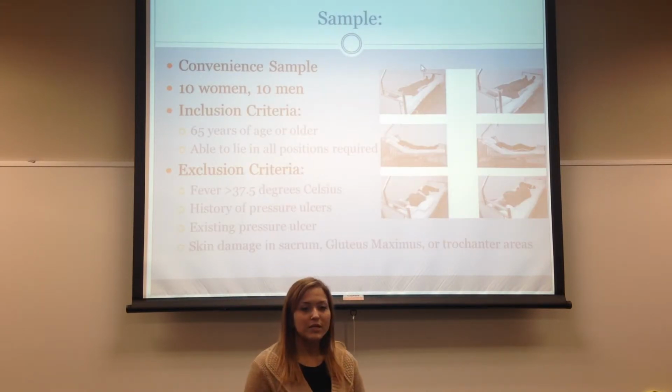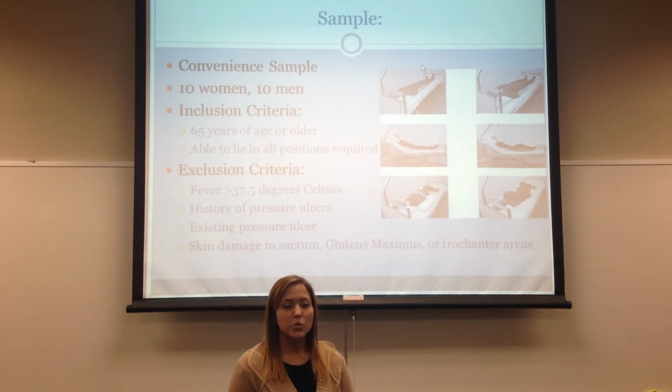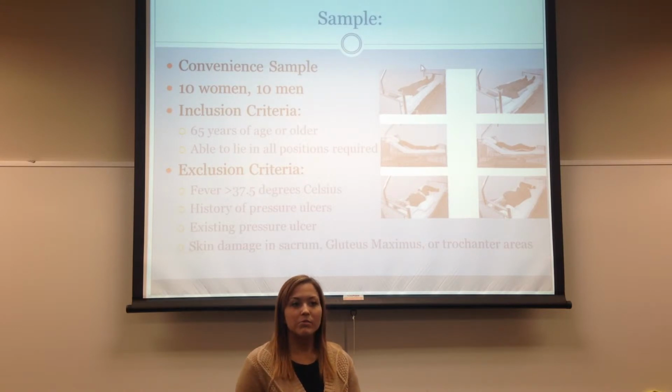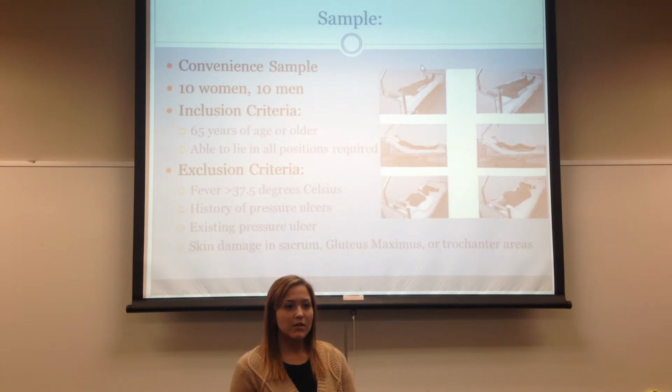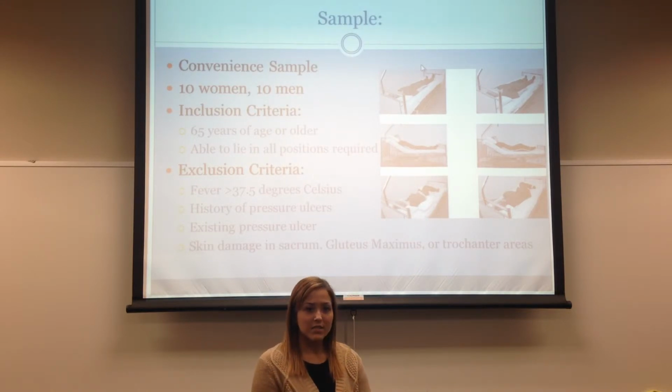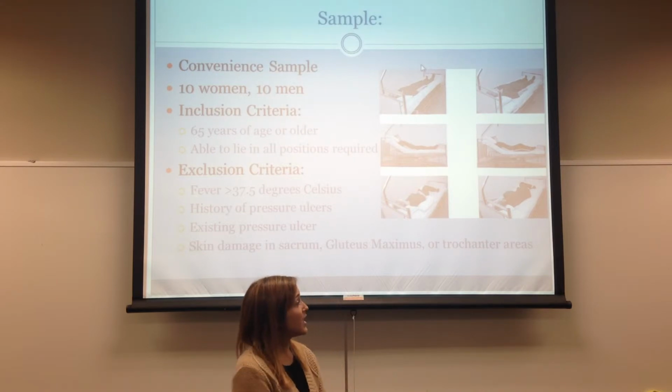The sample was a convenient sample totaling 20 patients, 10 men and 10 women. The inclusion criteria were if they were over the age of 65, considered elderly, and if they were able to lie in all 6 positions required. I have a picture of the 6 positions on the right.